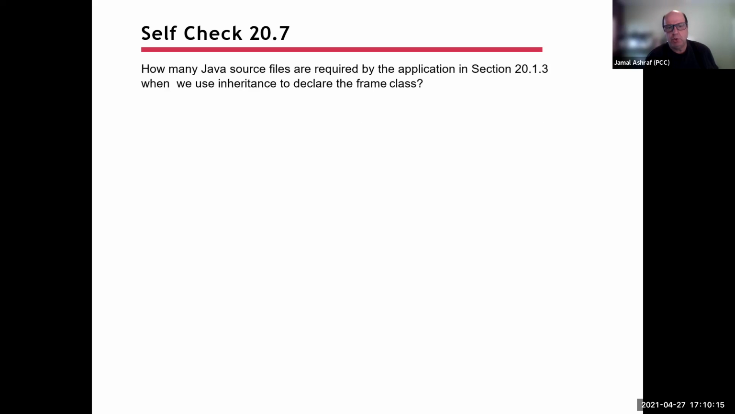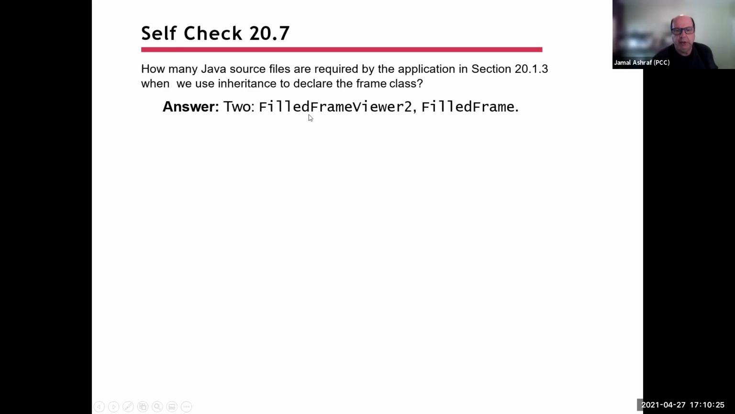How many Java source files are required by the application in 21.3 when we use inheritance to declare the frame? We're going to need one for the class, and then we're going to need one for the main. We call it viewer or whatever we want to call it.